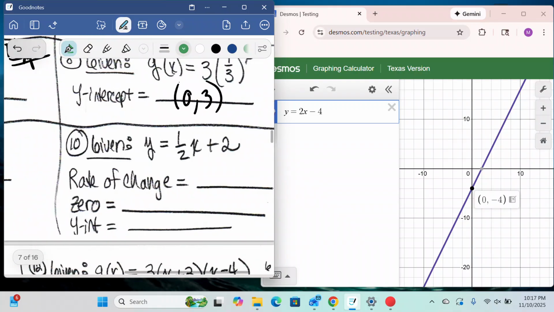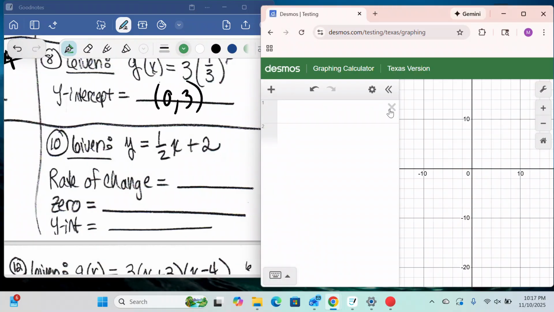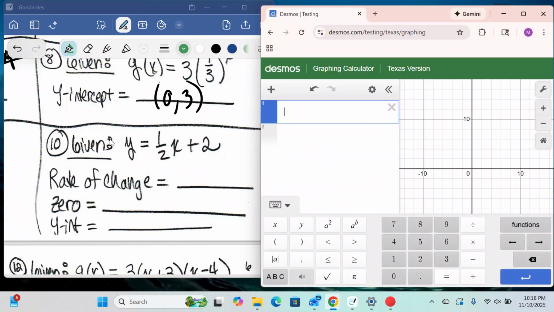If I go to number 10, it is exactly the same. So again, if you want to try it by yourself, go ahead and try it. Pause the video, and then after that, let's see if we got the rate of change, the 0, and the y-intercept. So once again, I'm going to input this equation, and I'm not going to put the y equals. I'm just going to put 1/2 x. So I'm going to do 1 divided by 2. And then to get my x to the side, I'm going to go ahead and click right here, or I can also push this button right here. I'm going to put x, and then I'm going to put positive 2. And then that gives me my x-intercept as being negative 4, 0, which is my 0. My y-intercept is 0, 2.